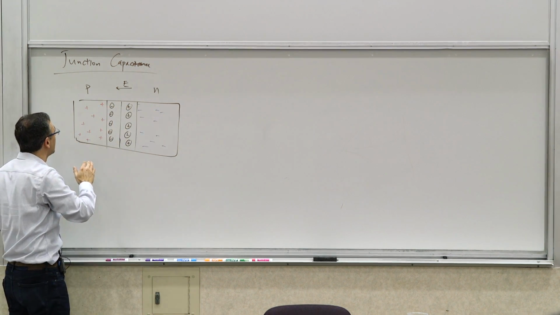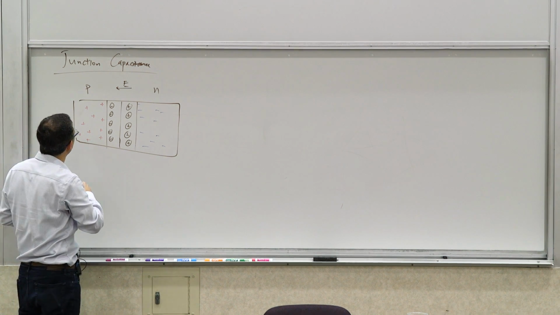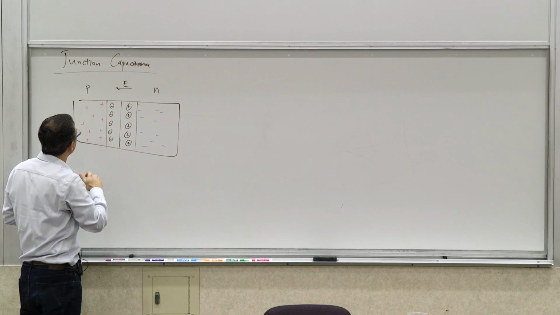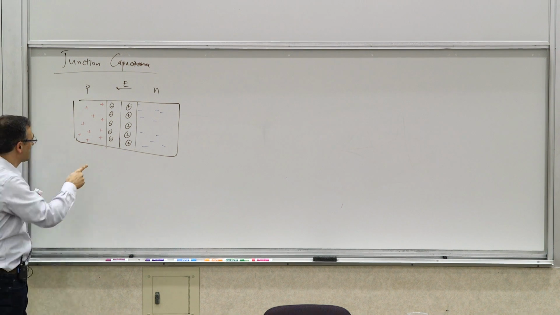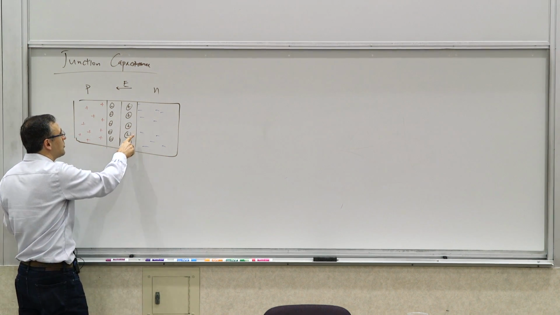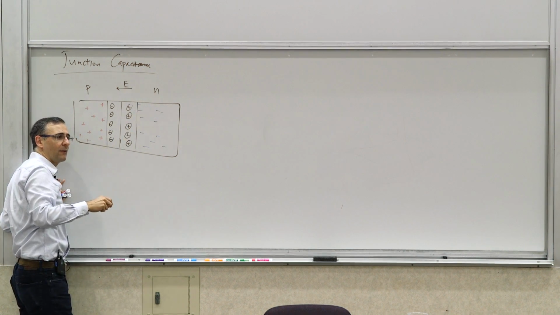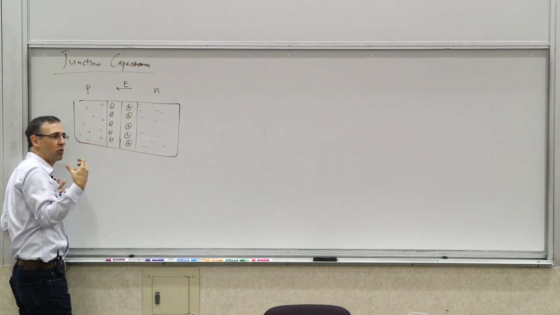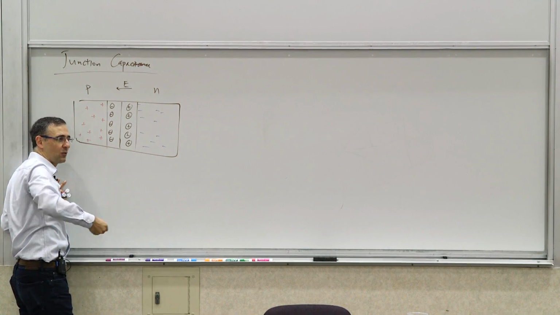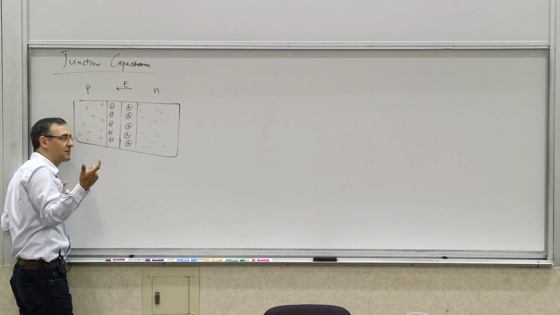Yes? Should the ions be the other way, like positive ions on the p-type side? So the question is, shouldn't the ions be positive on this side and negative on that side? No, but think about it. The n-type has more column 5 elements, right? So they have one extra proton in the nucleus. So when that extra electron, the fifth electron, is released, what's left behind is positively charged.